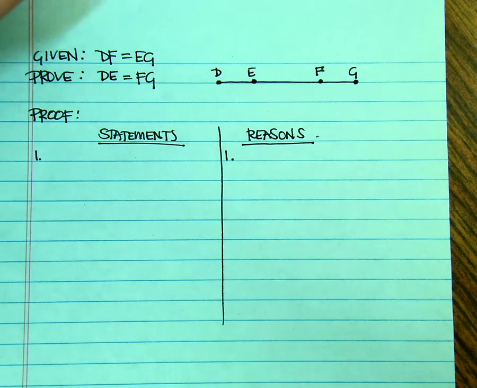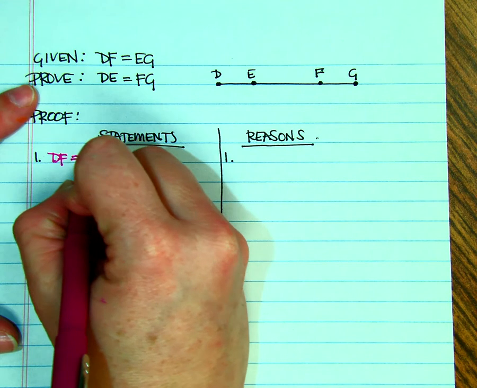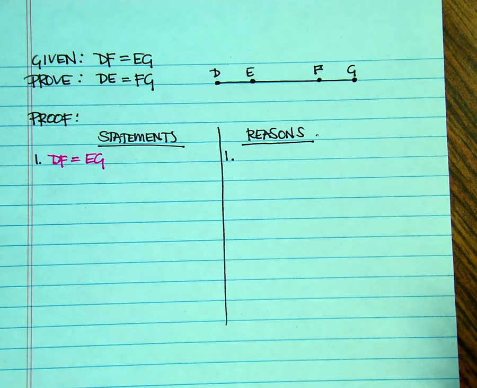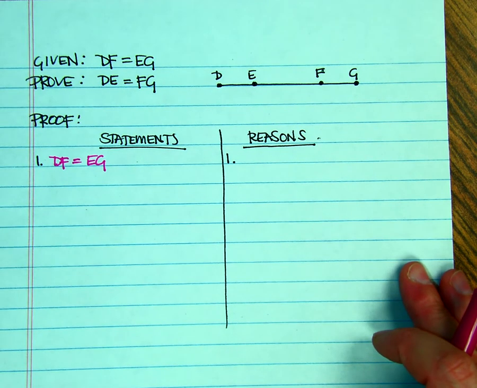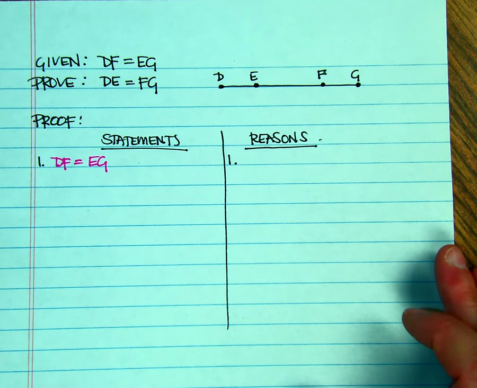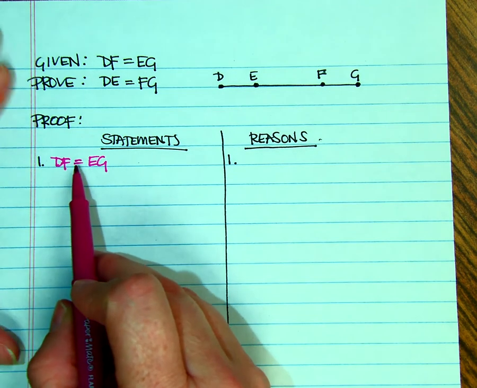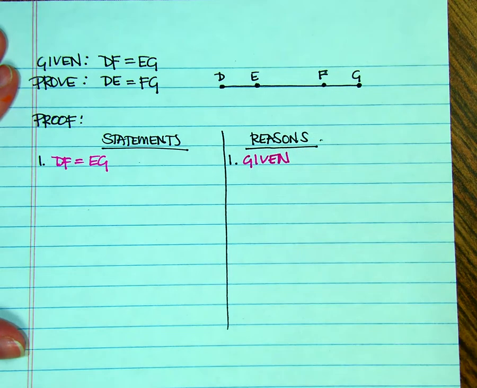Okay, so what I'm going to start off with, statement 1 is always the given. So I have DF is equal to EG. If you have more than one piece of given, I personally would prefer it if you use the given as you need it and not put it all in statement 1, because you're going to be referencing those at different points or needing those pieces at different points. So I like to split up my given if I have more than one piece. So I have DF is equal to EG. Your first reason is always going to be given.